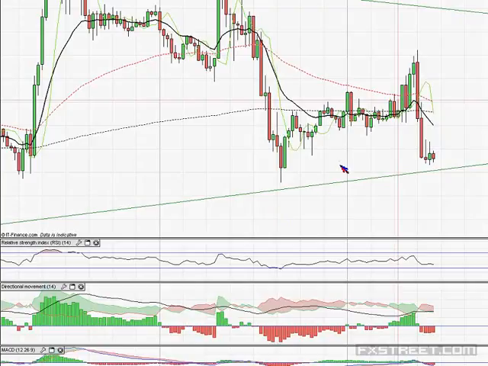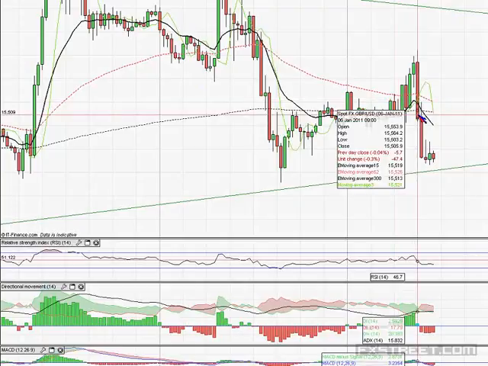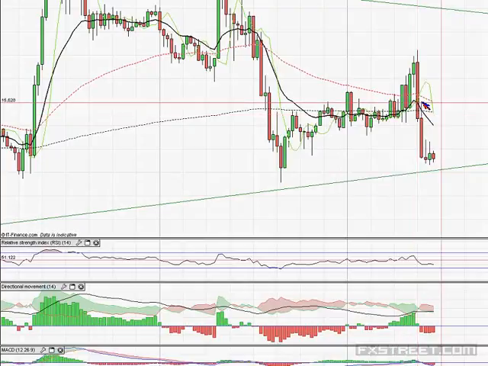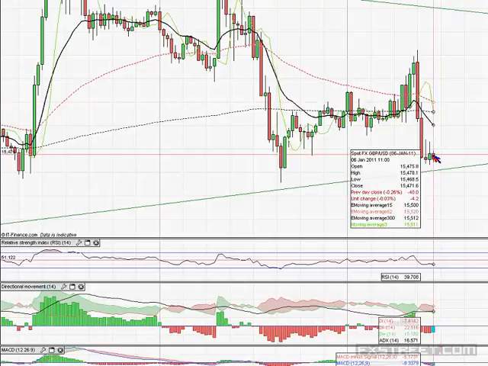Sorry about that. Okay, that's 30 minutes. Again, I don't normally trade off 30-minute charts, but she's through the RSI, she's through the moving averages, the support levels. Okay, it's bearish. This looks like a small flag until she breaks to the downside.